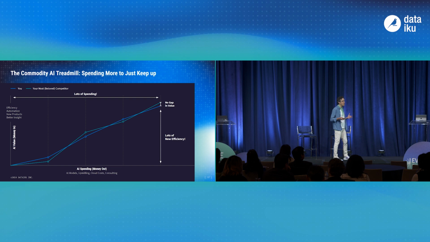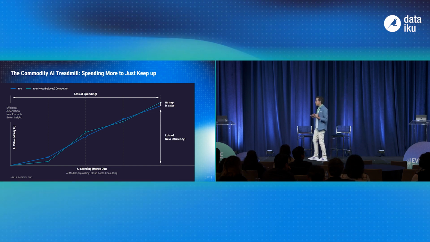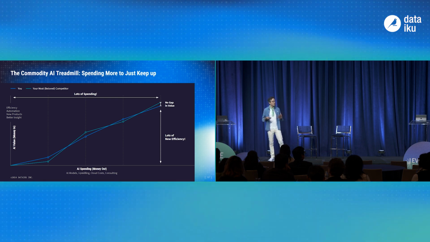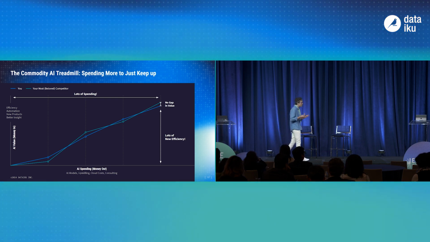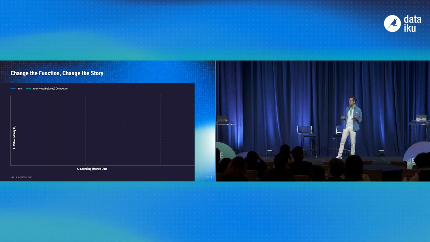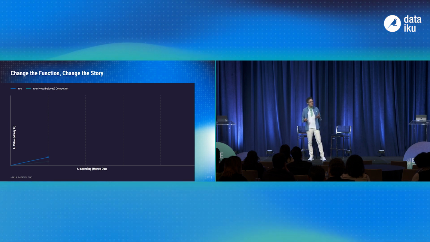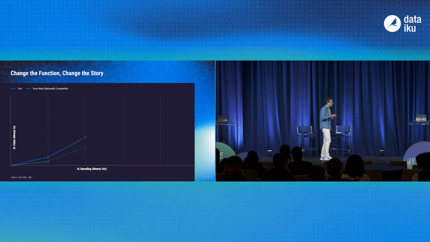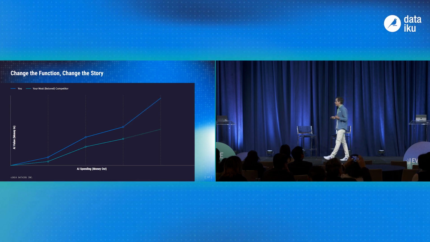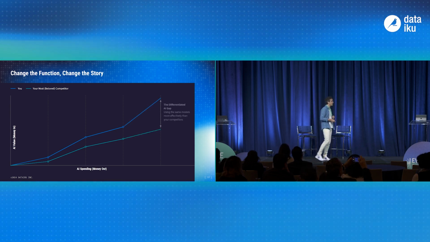You've spent all this money just to keep up with your competitor. You're using the same models, you're using them in similar ways, and at the end of the day, you're getting similar amounts of value back out of them. And so you've spent all this money just to barely keep up. How do we change this story? How do we change the function to change that curve? How do we make it so that you and your competitor, who are both spending plenty of money on this new category, not only get more value, but you, not your competitor, gets ahead?